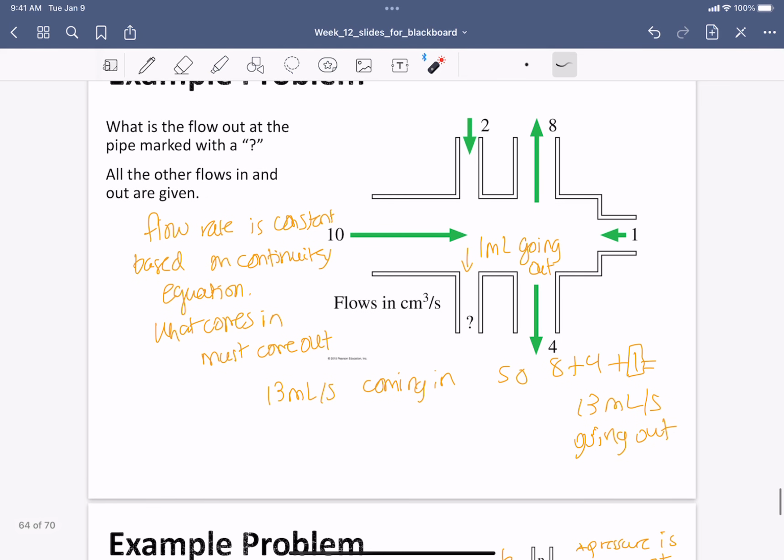So yeah, flow rate is constant. Based on the continuity equation, what comes in must come out. So we have 13 milliliters per second coming in, so we have to have 13 milliliters per second going out. So 8 plus 4 plus 1.